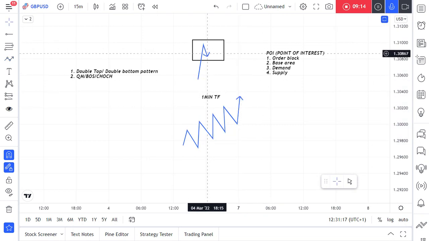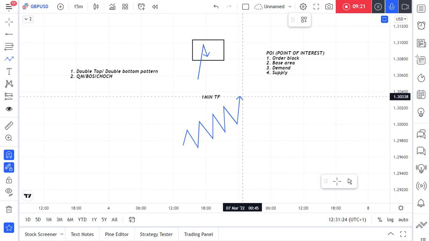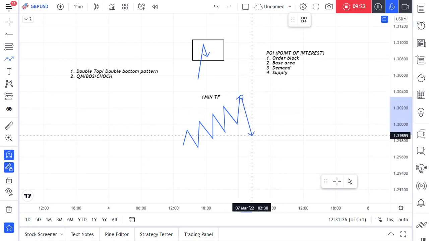Now, this correction or little drop that formed this first leg on the 1 minute time frame, you also see it on the 15 minute time frame. You also see it on the 1 minute time frame as this.